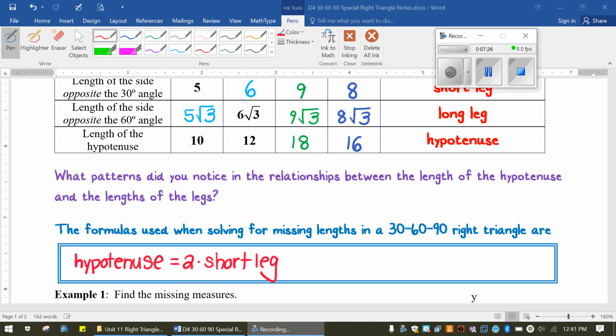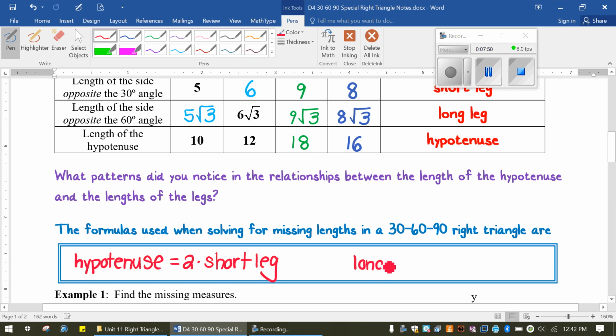If we look at the short leg and compare it to the long leg, you'll see that all of our short legs are whole numbers. And if you look at the long leg, all of our long legs have a square root of 3 in front of them. So you're taking the value of your short leg and you're just multiplying it by square root of 3. Short leg multiplied by square root of 3. So our formula to find the long leg is that the long leg equals the short leg times the square root of 3.